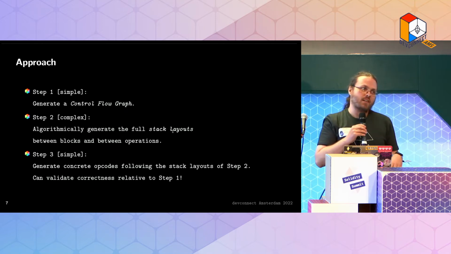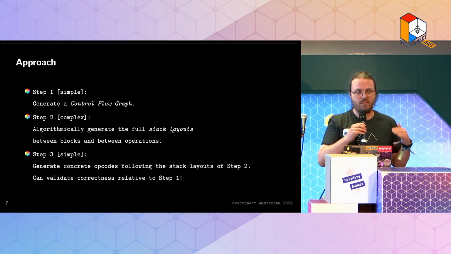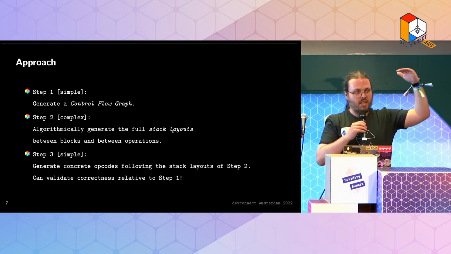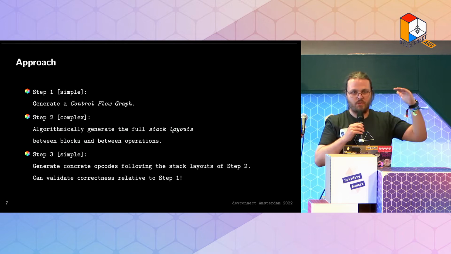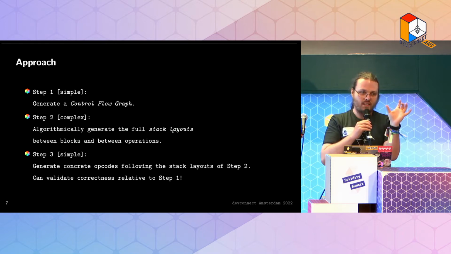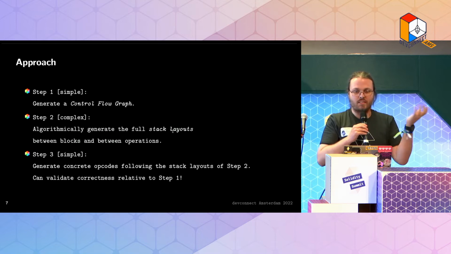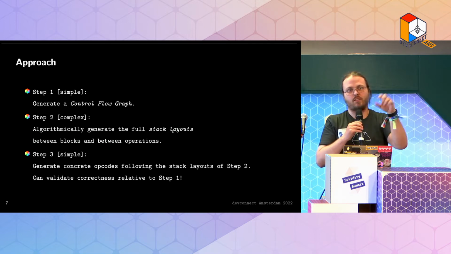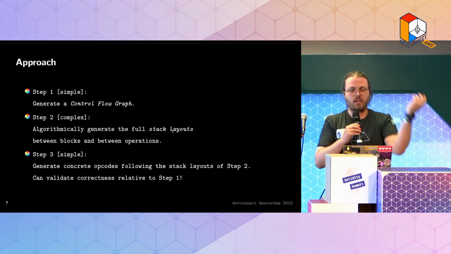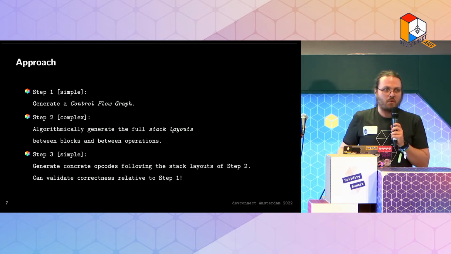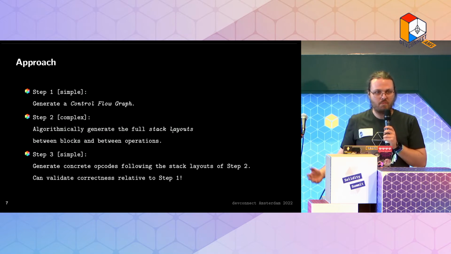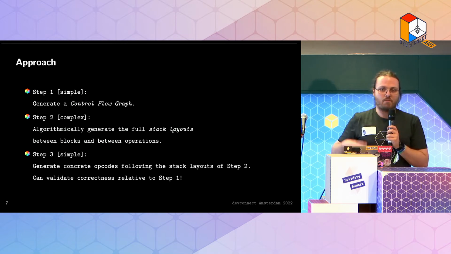The second step is then to annotate this control flow graph with explicit full stack layouts at the beginning and the end of each block and between each operation. We determine a full stack layout that would tell you which stack slot would contain which value, which variable, and so on. And this transformation is complex because we need to avoid stack issues, stack too deep errors, for example. We need to have freedom in generating these layouts to use the space efficiently.